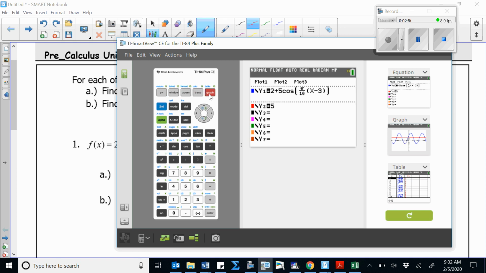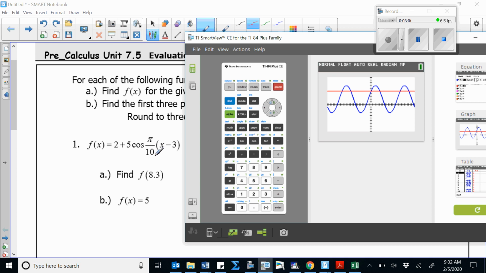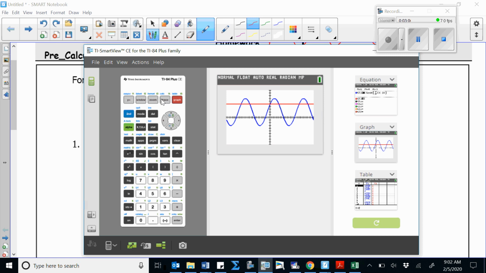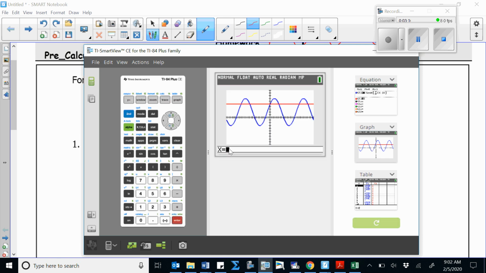Now, let's have a look at the graph. This is the graph of the function. And I want to know what is f of 8.3. To find f of 8.3, I just need to go to second, trace, and choose the first one, which is value. Then it's asking for the x value. The x was 8.3. So the value of y when x is 8.3 is 1.52, and so on. You can pick only the first three decimal numbers. So this is the first part.